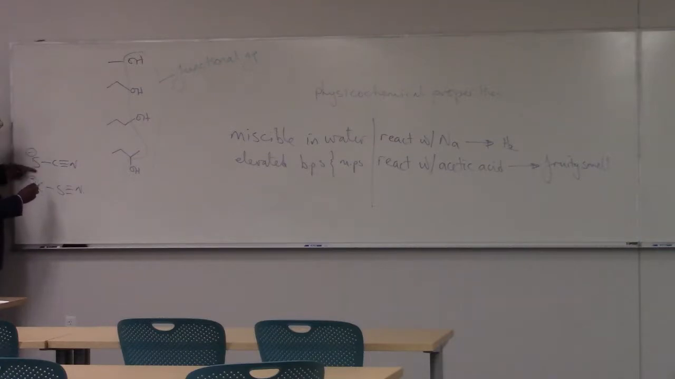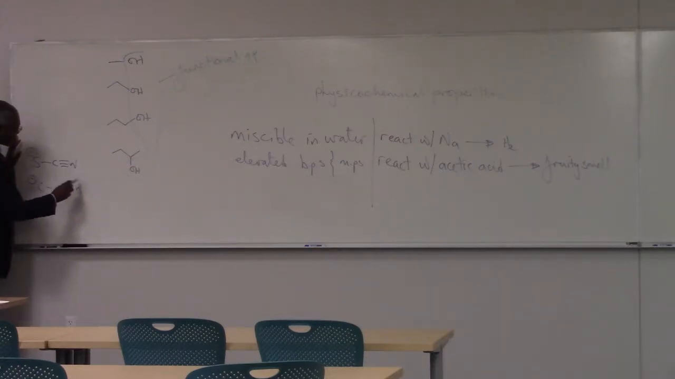So 2, 4, 6, 8, 10, 12, 14, 16. So 1, 2, 3, 4, 5. This must be 1 here too. So 2, 4, 6, 8, 10, 12, 14, 16. So I have 0, 1, 2, 3, 4, 5, 6. 1, 2, 3, 4, 5, 6.